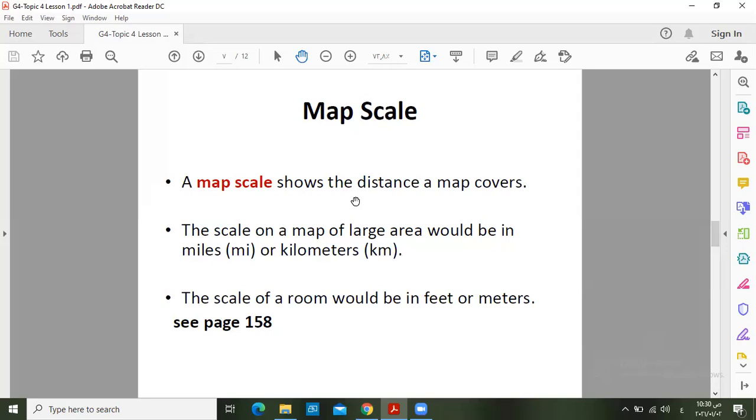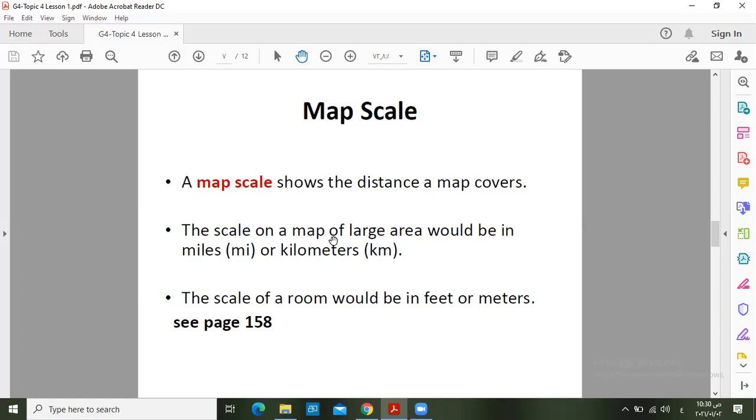Okay, and the last part of the map is the map scale. It shows the distance a map covers. In the maps, they use different units. For example, the scale on a map of a large area would be in miles, MI, or kilometers. But if the map is talking about small distances, like for example a room, the units are different, like meters or feet. Meters and feet are used for small distances like a room.